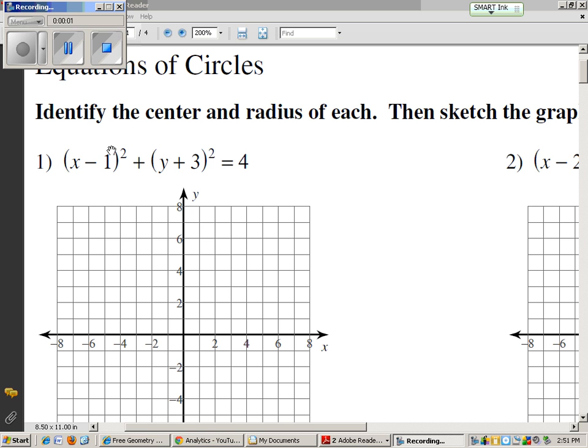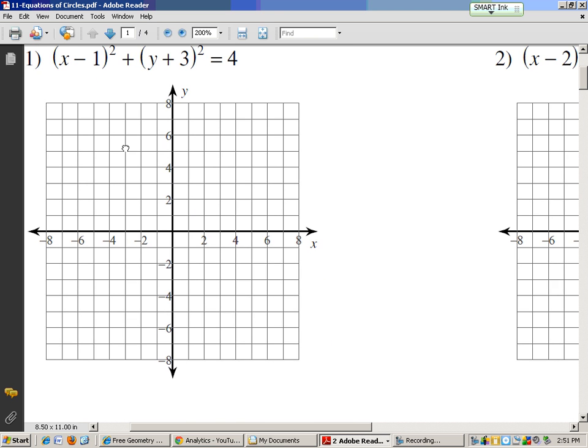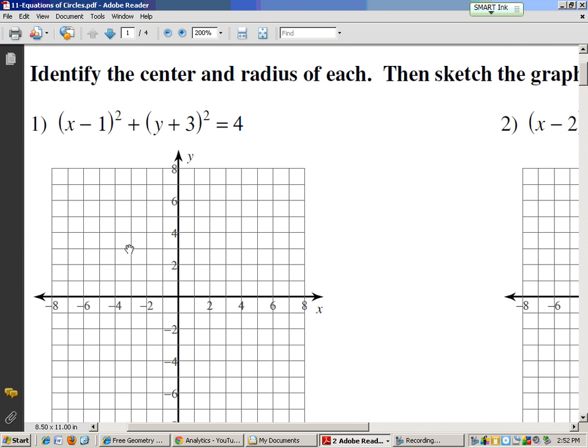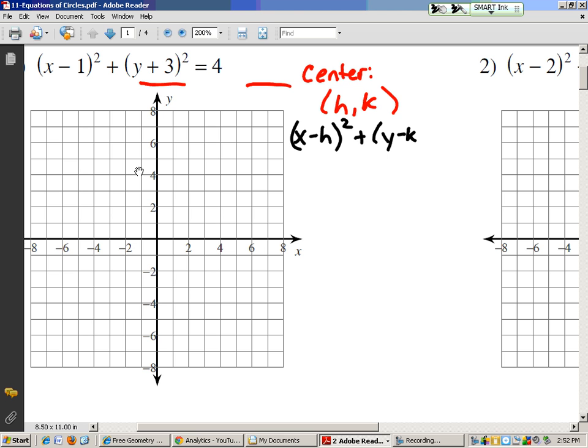All right, so this is the equations of circles packet, and we are going to look at problem number 1, how to write the center. If we look at the instructions, it says find the center and the radius of each. So, looking at number 1, in our notes we found that the center was going to be a point h comma k that fell into the formula x minus h squared plus y minus k squared equals r squared.